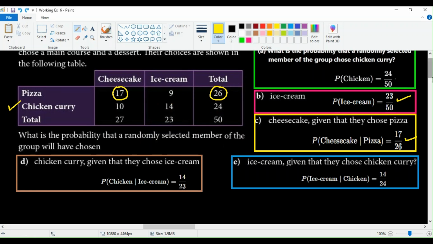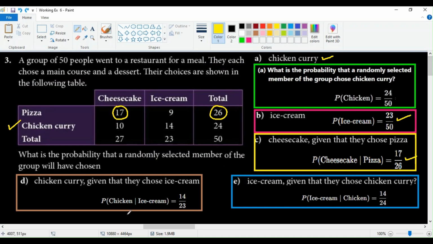So this was question number 3. Moving on to question number 4.